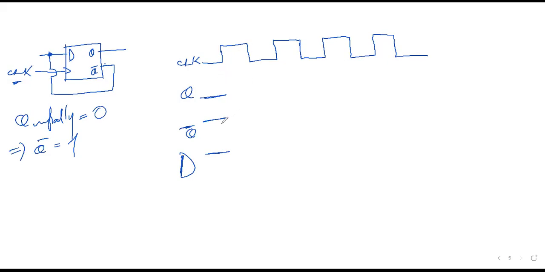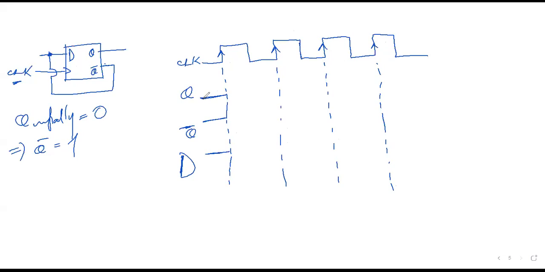Now, when does the state change? I look at my clock. This is a positive edge triggered clock. So it means at every positive edge, there should be a change in state. This is a positive edge, this is a positive edge, this is a positive edge. At this point, there should be a change in state. Change in state. All right.